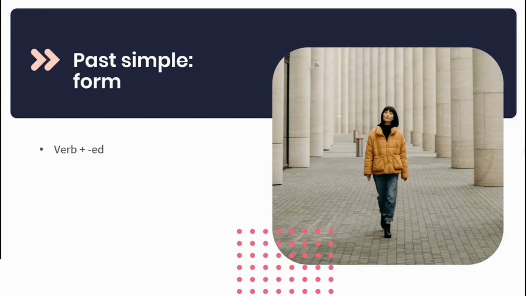Usually, you can simply add the letters ed to the end of a verb to show past simple tense. For example, walked, parked, created. If a verb already ends in e, like the word create, you can simply add the letter D.